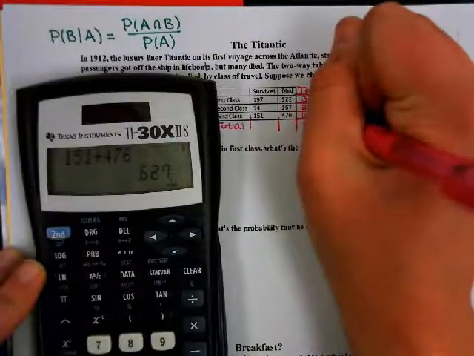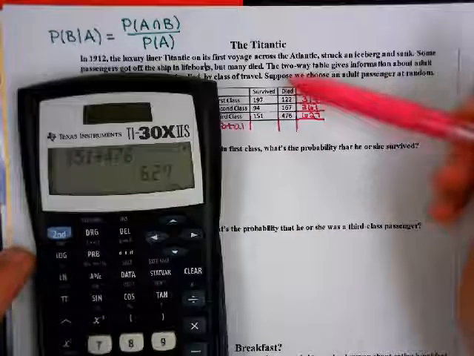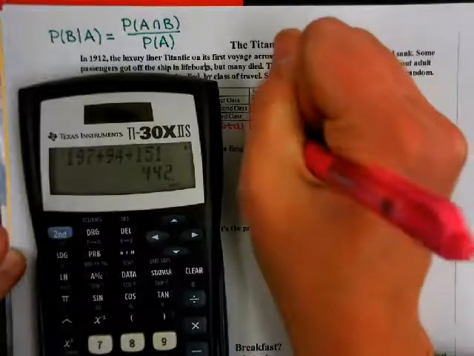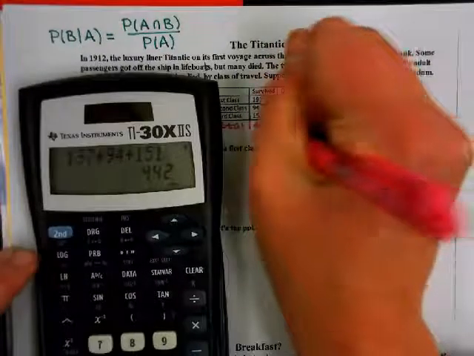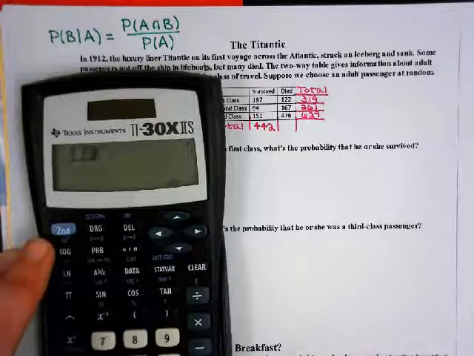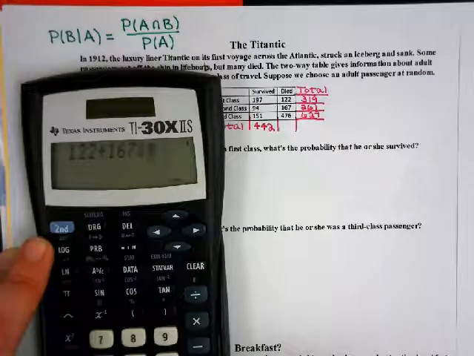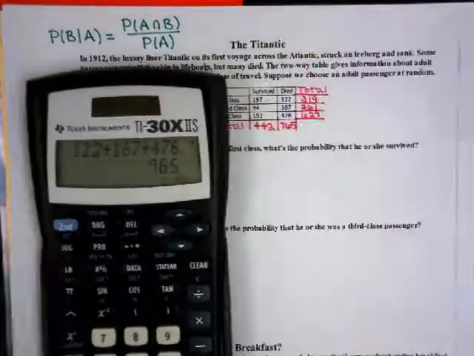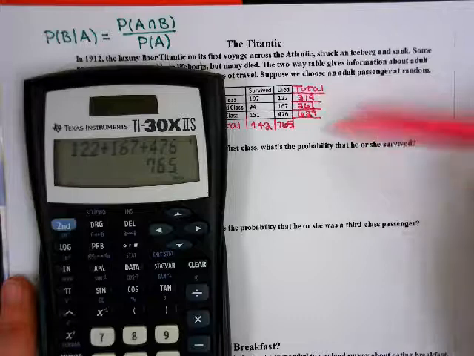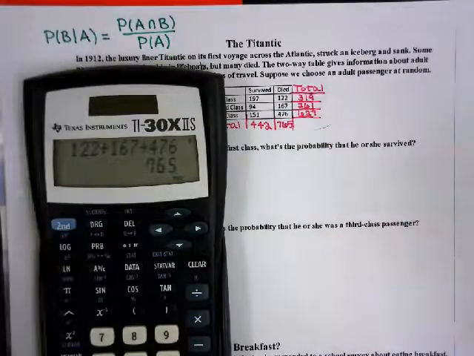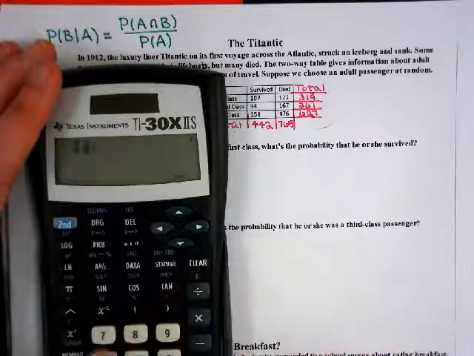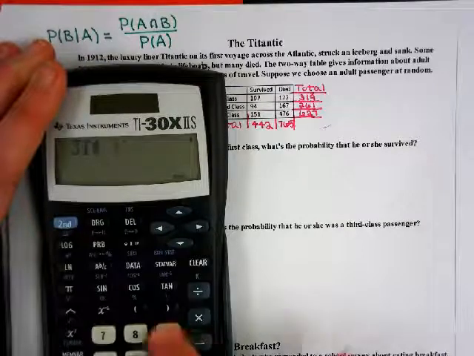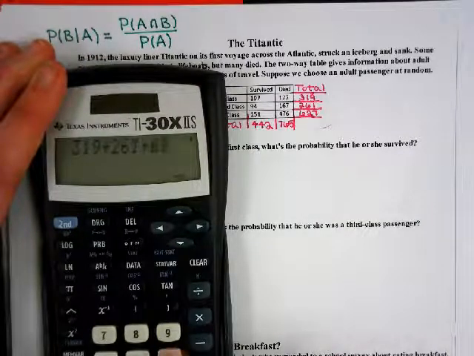Survived, 196 plus 94 plus 151, 442. Died, 2 plus 167, 476, 765. And then if I didn't make any mistakes, my row total and my column total should match the total. So 442, 765, 1207, 319, 261 plus 627, 1207.